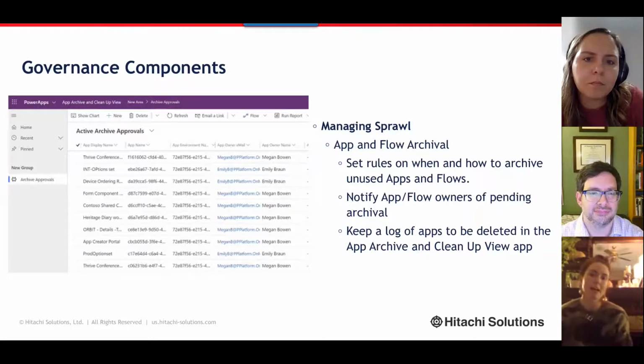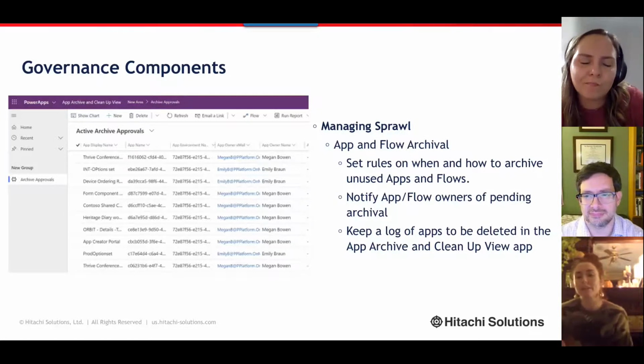There are also app and flow archival flows that you can set in place too. When an app or a flow has not been touched in 3 months or 6 months, we can notify the owners of those particular items and let them know, hey, we're going to archive this unless you let us know why we should not, which is a really nice way of managing sprawl.